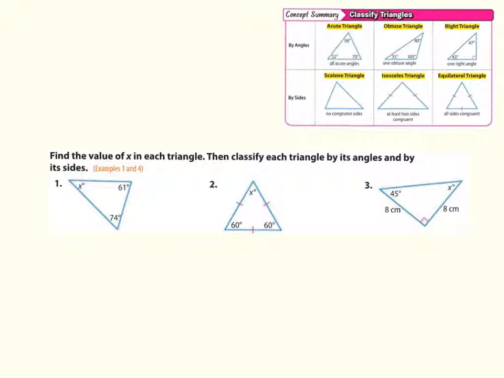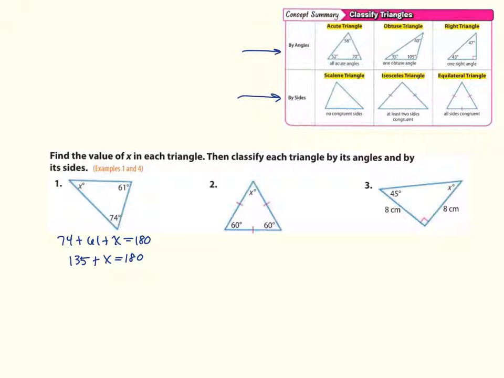Okay, for these next couple of problems, we're going to identify the missing angle within the triangle by doing what we just did with the 3 steps. But there's going to be an additional part after we've done that, and that's we're going to name the triangle by the angle and also by the sides. Okay, so let's do number 1 first. We've got 74 plus 61 plus x equals 180. I'm going to simplify by adding 74 plus 61 first. That's going to get 135.